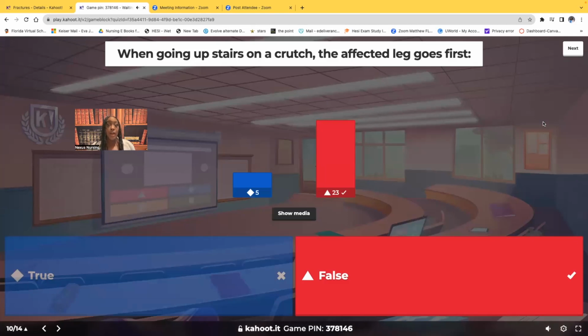Very good. That's false. Remember, guys, good goes to heaven. So when you're going up to heaven, you start with the good leg, and bad goes to hell. So when you're going down the stairs, you start with the bad leg. Okay, very good.